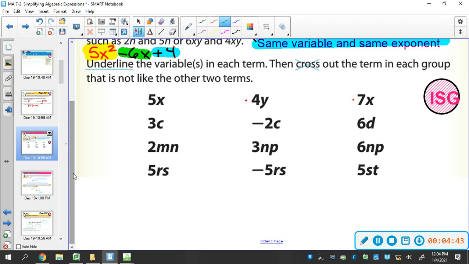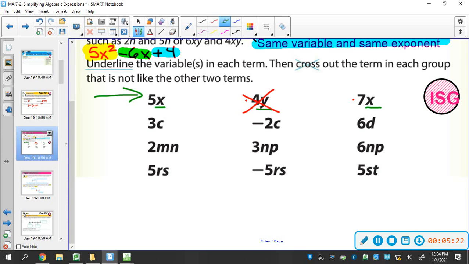When you look at this, it says underline the variables in each term, then cross out the term in each group that is not like the other 2 terms. When they say group, they're looking straight across, like a row. So underline the variable. This one has an x, this one has a y, this one has an x. Cross out the term in each group that's not like the others. Well, this one has a y, so that is not a like term. 5x and 7x are like terms.